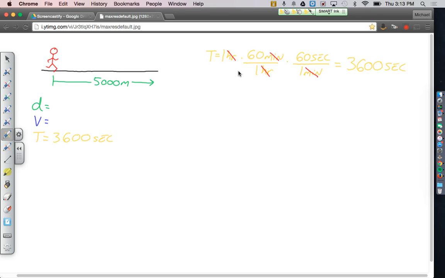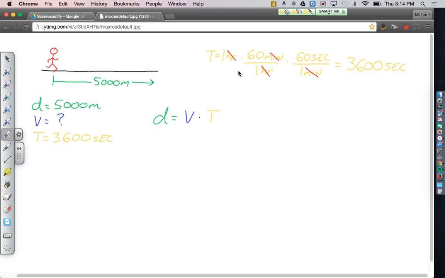so I can fill that in for one of my variables. I also know the problem told me that the distance the person is traveling is 5,000 meters. And it asked me, how fast is this person going? So what we're going to do is take a look at our equation for constant velocity motion. And I know that displacement equals velocity multiplied by time.